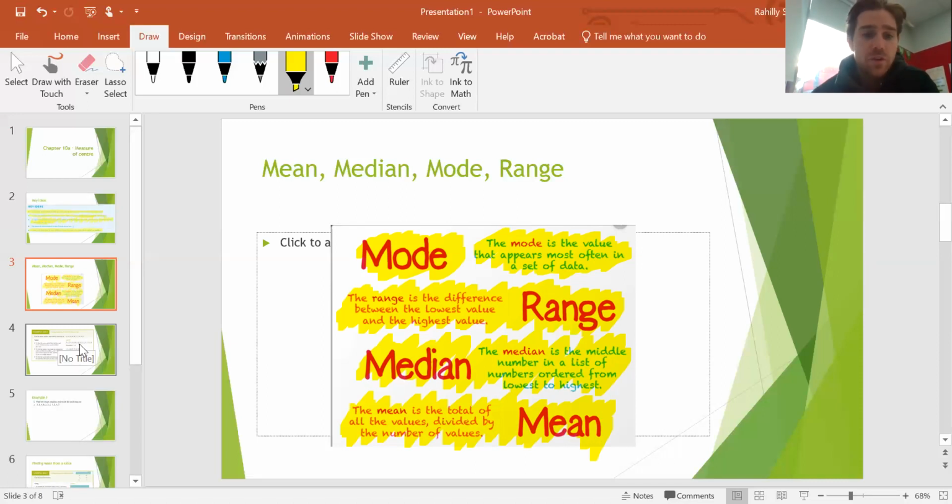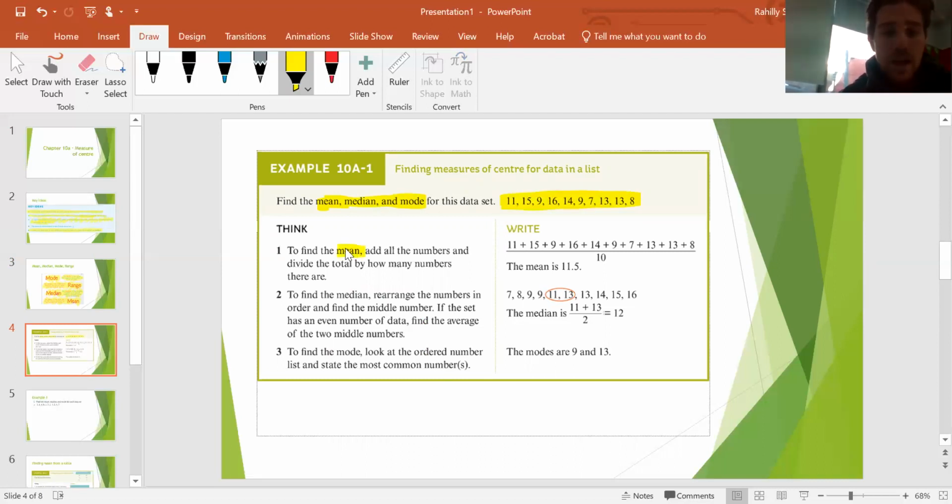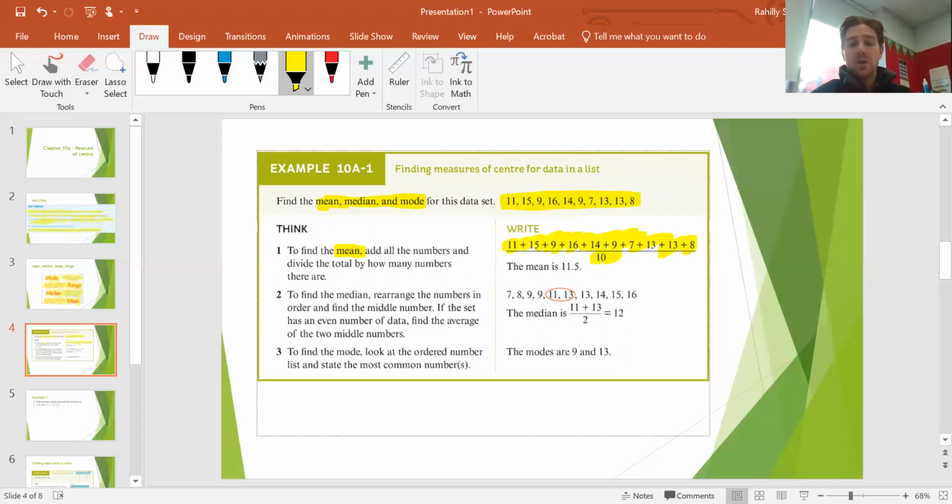Moving on, we're going to go into the first example from Chapter 10A, where you're finding the measure of centre for data that's been presented in a list. Find the mean, median, and mode for this data set. We're going to look at the mean first, which is adding all your numbers and then dividing by how many numbers you have to work out the average. Here they've added them all up and then divided by how many there are. There are 10 numbers, added up and divided by 10, giving you the mean of 11.5.